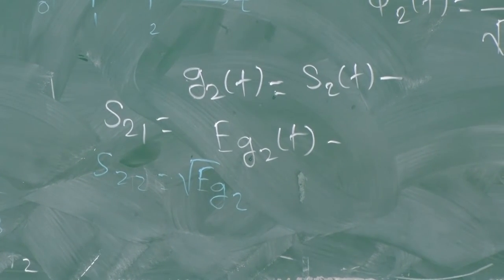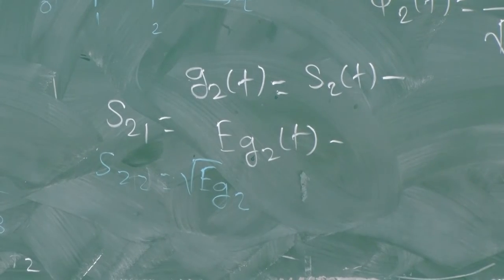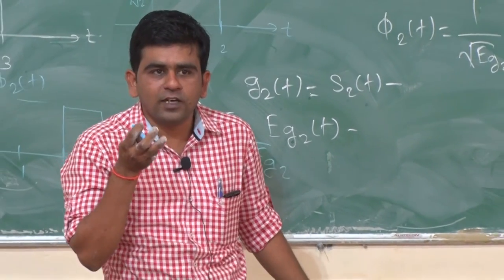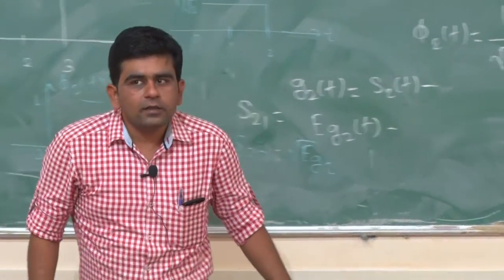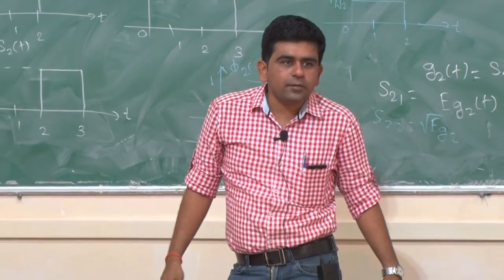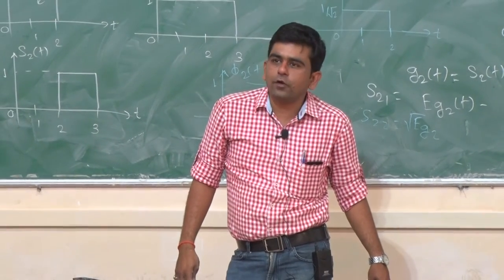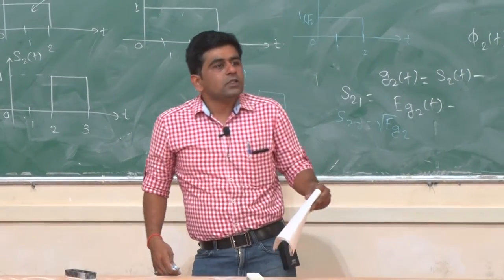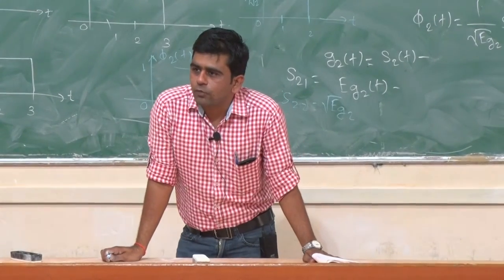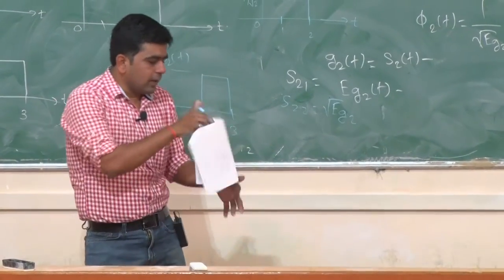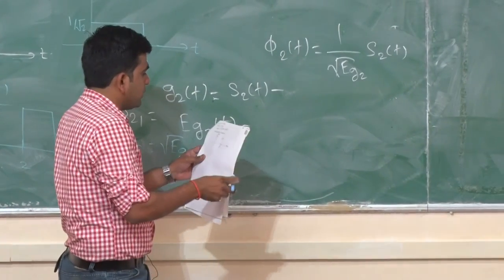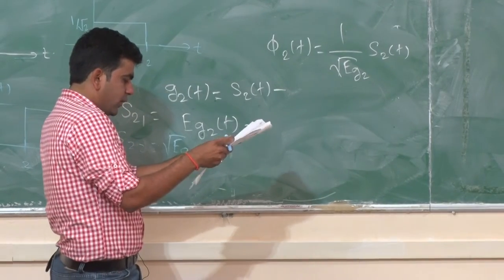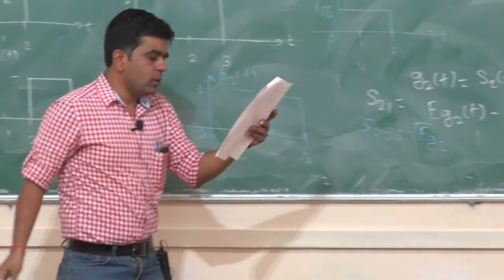And finally, we have to find out the third basis function. For the third basis function, we have to find out projection of third signal on first basis function and projection of third signal on second basis function. Then we have to take energy associated with intermediate function and find out this phi 3 of t. Third basis function is equal to 1 by root energy associated with g3 of t into s3 of t. So finally, we will get basis function phi 3 of t, it comes out to be 0.